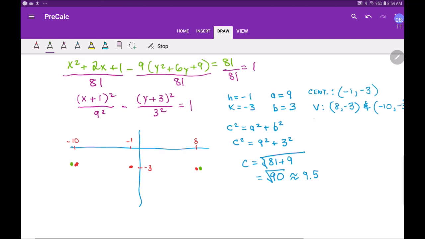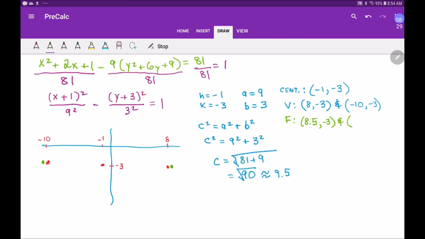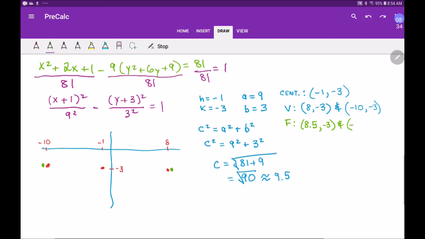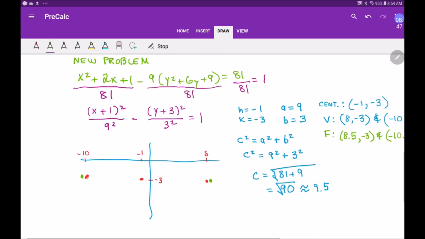Stay tuned. Let's see. So we have the foci. What are the foci? The foci are 8.5, because it was 0.5 more, and -3. And the focus is over here. If I'm going to talk about one, -10, that's no good. -10.5, -3. All right, now I would like to draw my asymptotes. So I'm thinking about b. b is 3.